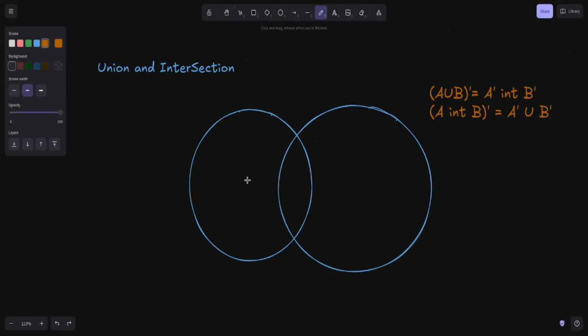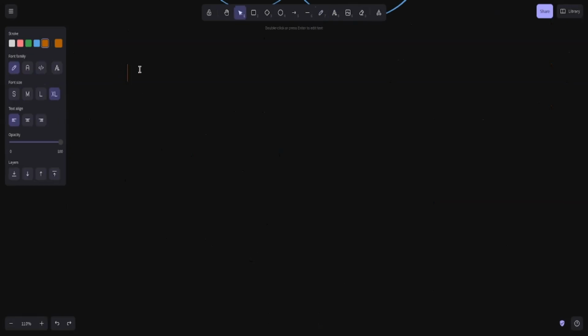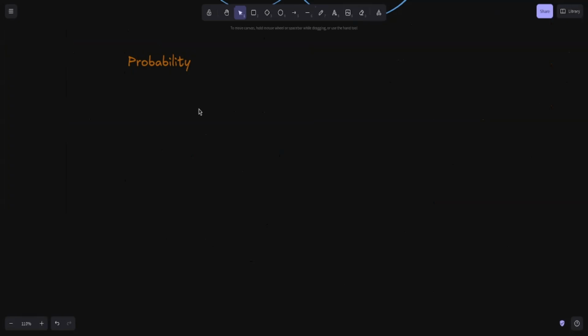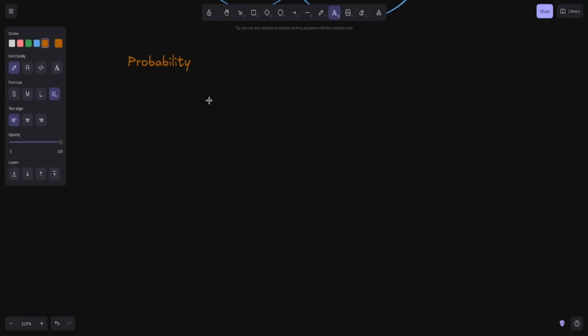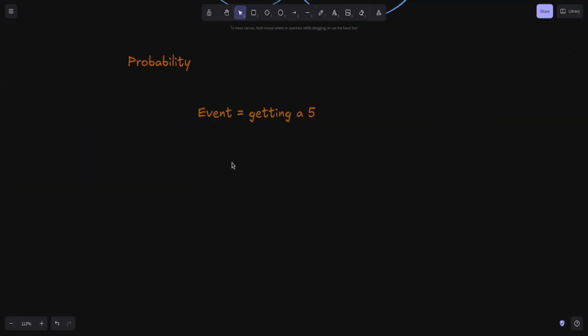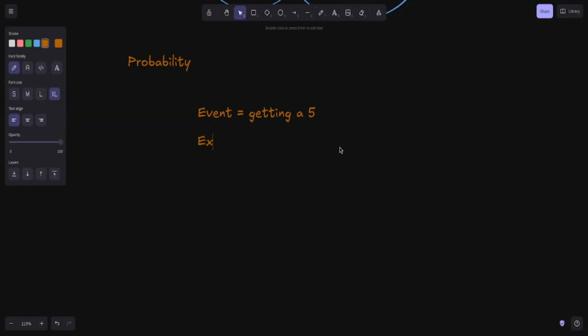Now we will not go in depth on what union or intersection is. Now we will start with something which is very important, that is probability. Our whole first basis: what is probability? Let's say I have an event. What is my event? Let's say getting a 5, and my experiment here is rolling a dice.